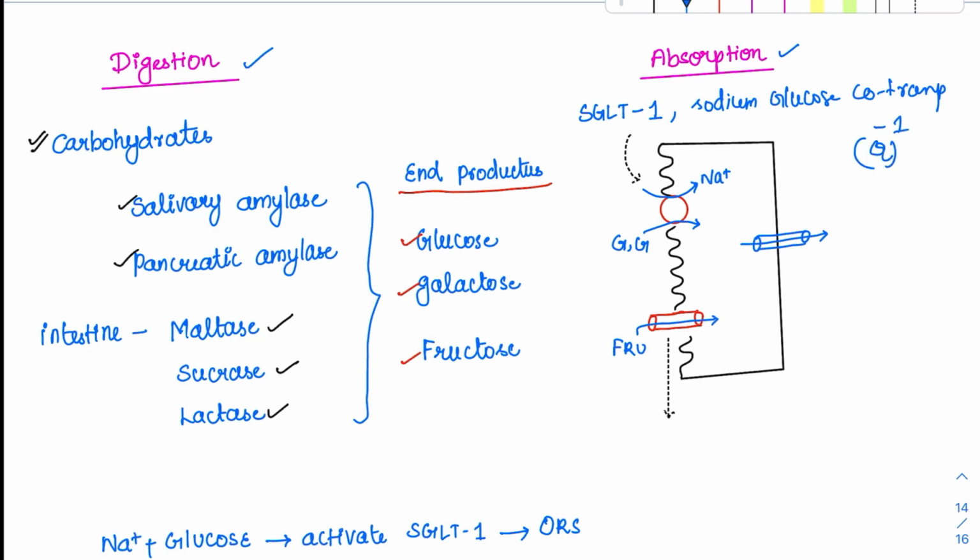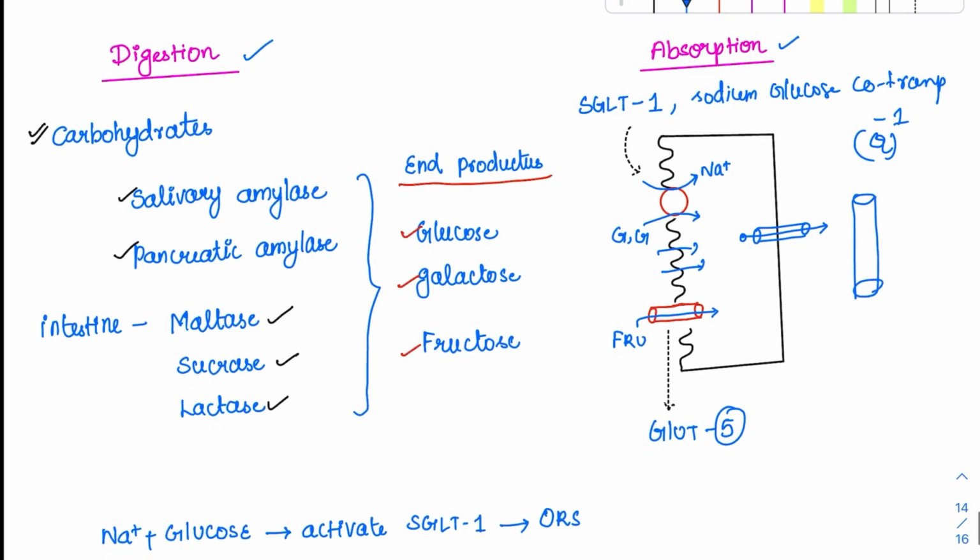So how is fructose transported? Fructose is transported through facilitated diffusion through a uniport called GLUT5. The number is also important. GLUT5 is the one which is bringing in the fructose from the apical side. It has to be transported from the basolateral side to the blood. Suppose the blood column is here, it has to be transported through one transporter. That transporter is nothing but GLUT2. So all these three transporters, SGLT1, GLUT5 and GLUT2, are important.